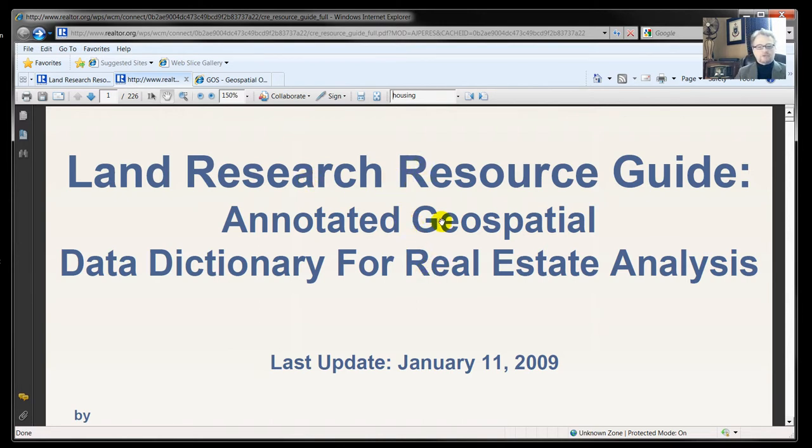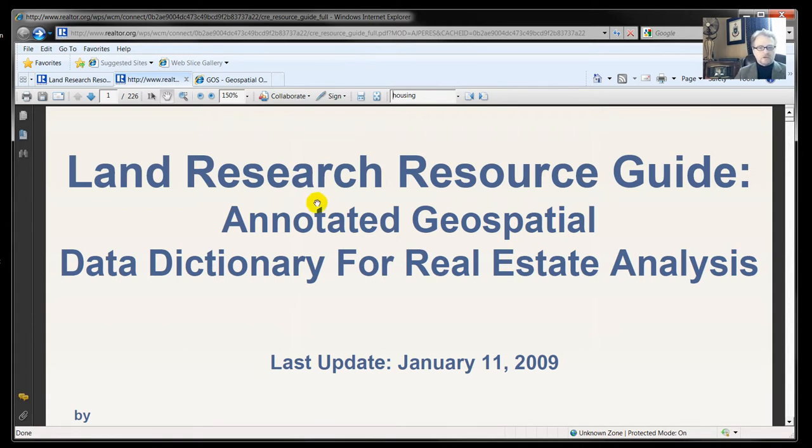But the American Real Estate Society was generous to devote nearly an entire issue of the Journal of Real Estate Literature to this data guide, and a variation on this data guide, which is now online, will also be published in the Journal of Real Estate Literature.